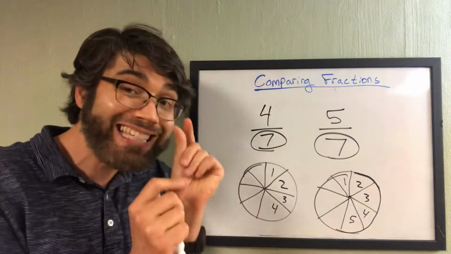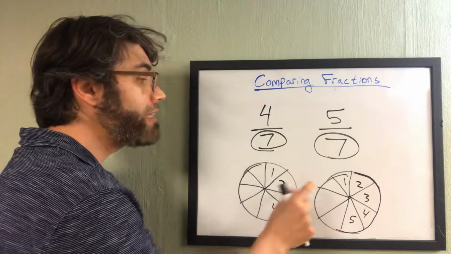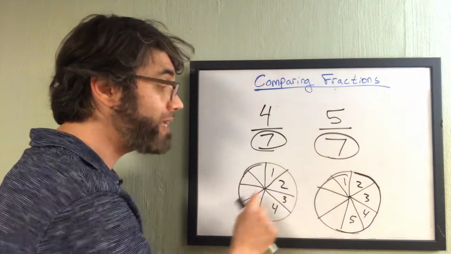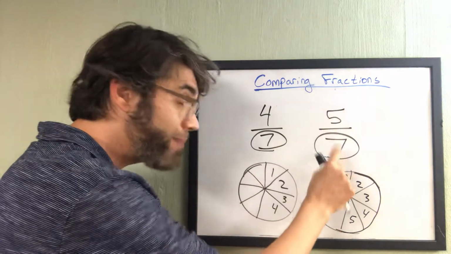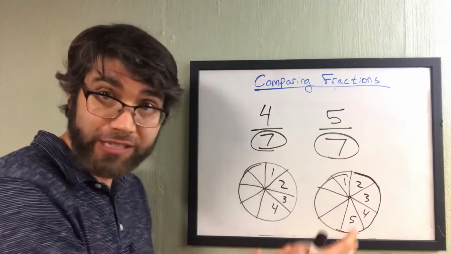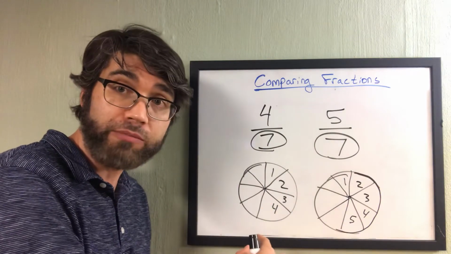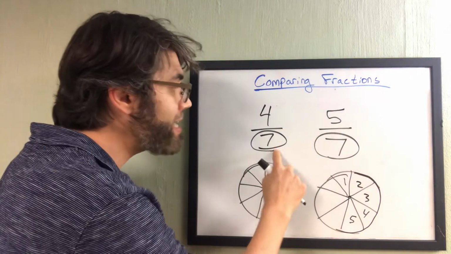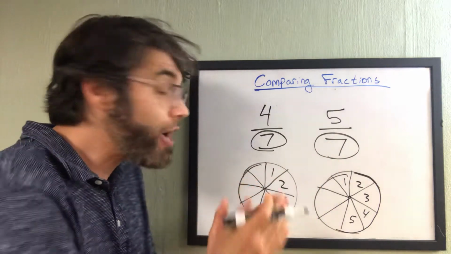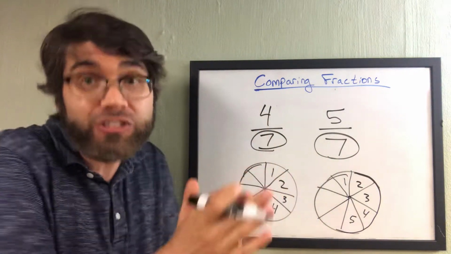And since each slice, this is really important, is going to be the same exact size between the two pizzas because both pizzas were split into 7 pieces, if you pick 5 of those 7 pieces, that's going to be more than 4 of those 7 pieces. So the denominator tells you basically how large or small the slices are going to be.